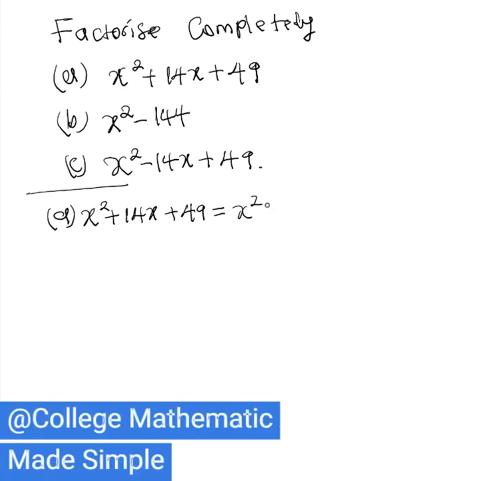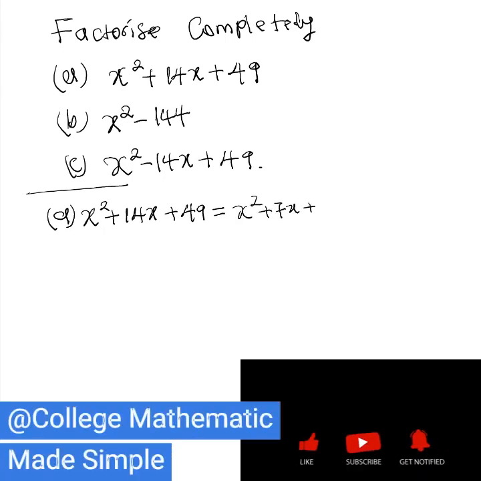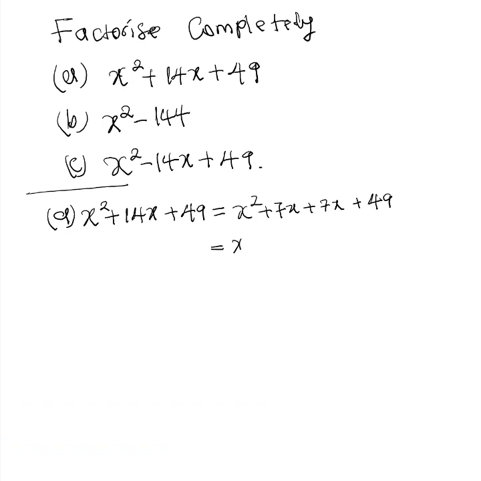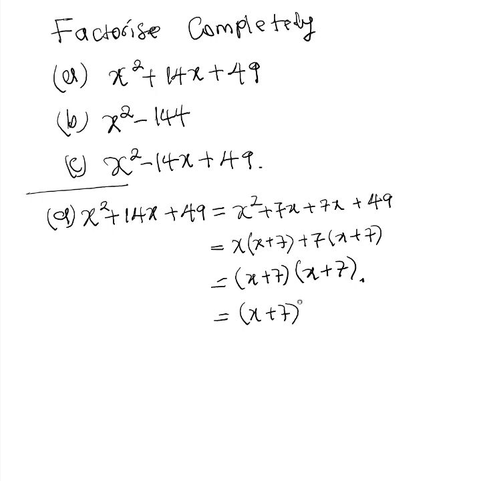Which is equal to x squared plus 7x plus 7x, then plus 49. Then we factorize the first sum, that is x is common here, so x, then x plus 7, plus 7 is common here, so x plus 7, and x plus 7 is common here again, so this is just x plus 7 remaining with x, then plus 7. Or you could say x plus 7 squared.